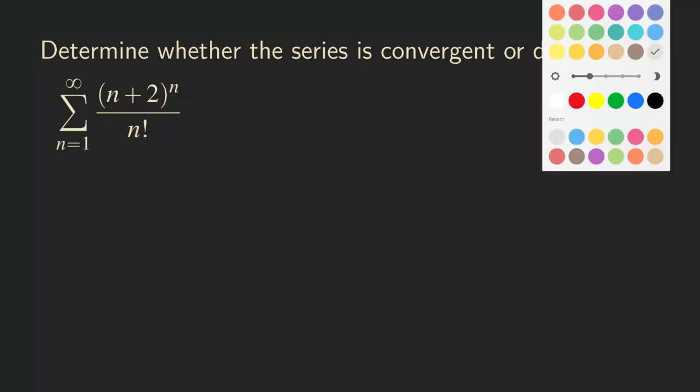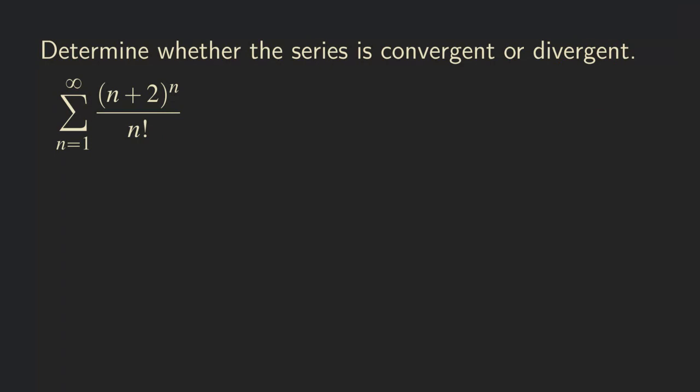First, we need to write down the term. We are going to call this expression right here the a sub n. If we call this a sub n, then we get n plus 2 to the n power over n factorial. Okay, now what about the a sub n plus 1? That's going to be replacing all the n's with n plus 1.